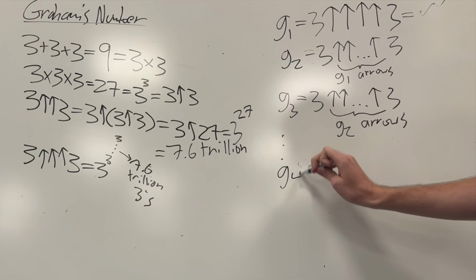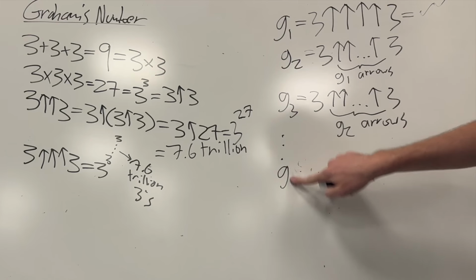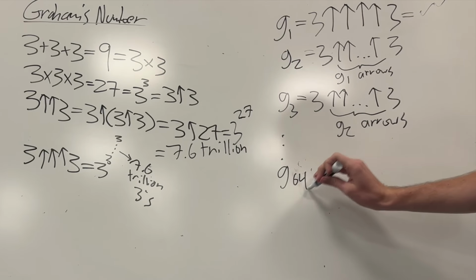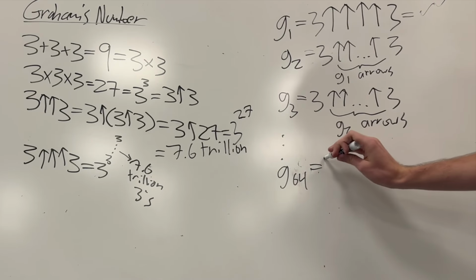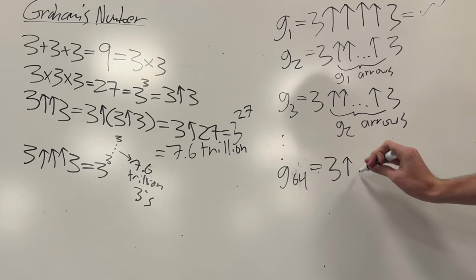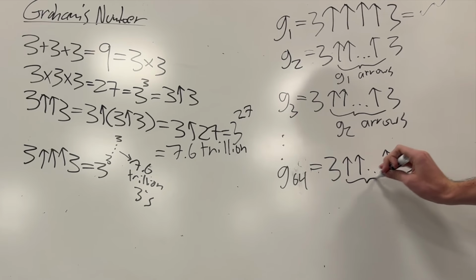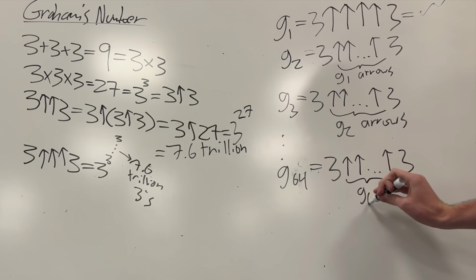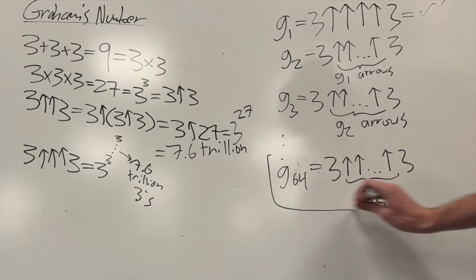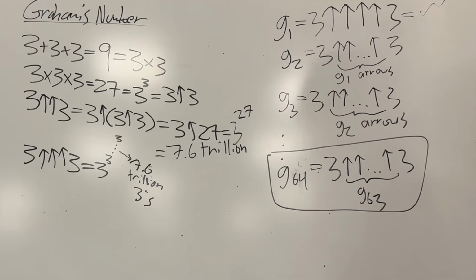And if you do this enough, we get to Graham's number, which is not G4. Graham's number is G64, which we could write as 3 arrow, arrow, arrow 3, and there's G63 arrows in between the two 3s. And this is Graham's number. Graham's number is enormous, like inconceivably enormous, literally.